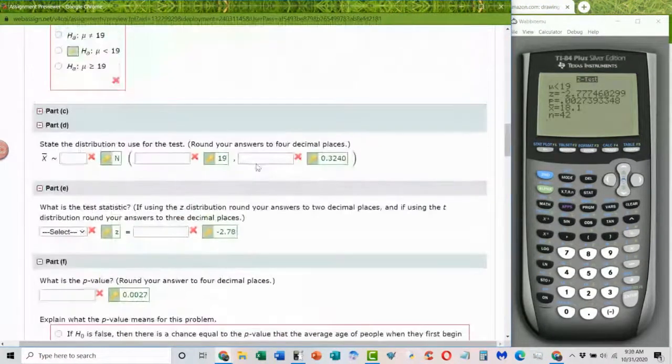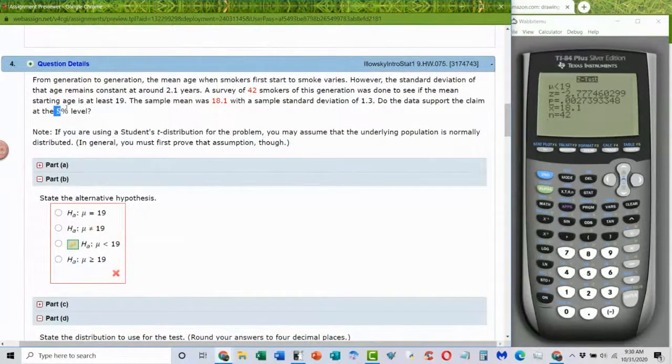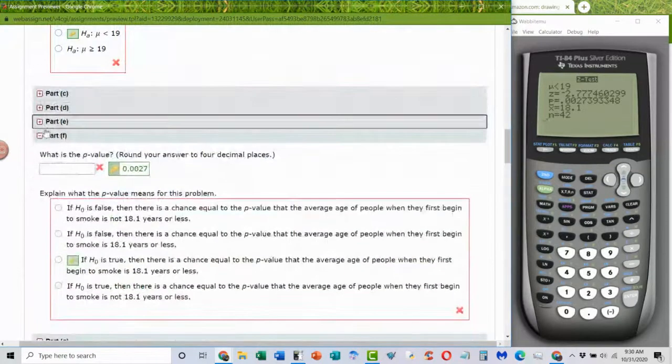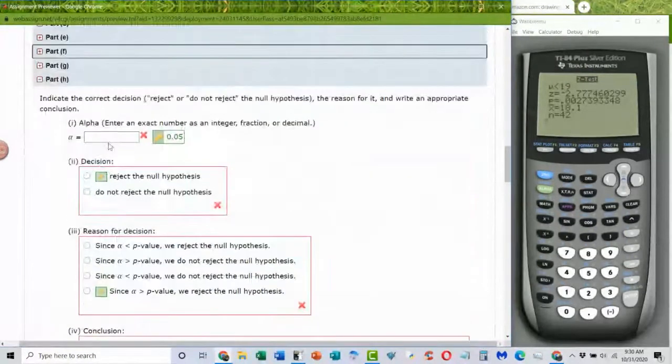What was alpha? Well, they told us alpha is 5%. So that's why that goes there. What are we going to do? Well, if our p-value is less than alpha, we reject the null hypothesis. If it's not less than alpha, we do not reject the null hypothesis. So if they're equal, we don't reject. If we had gotten a 0.05 here, we would not reject. If we have less than 0.05, which we do, because 0.0027, then we reject the null hypothesis.